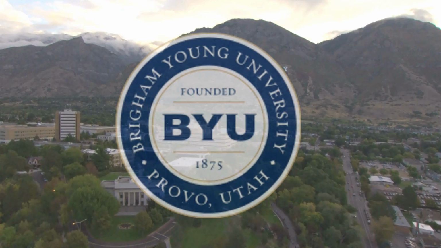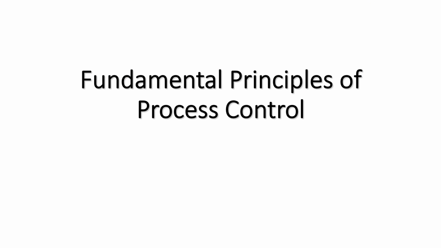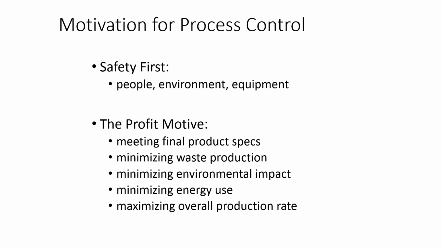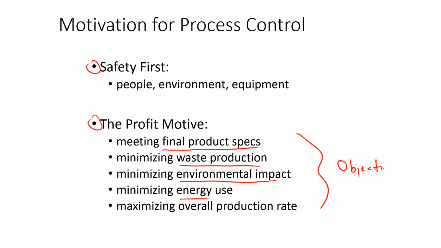This next lecture is going to cover control system basics, so fundamental principles of process control. First of all, we think about safety when we design control systems. People, environment, and equipment are all important, and that is the highest priority in terms of safety. The next is profit motive. We want to be able to meet final product specifications, minimize waste, and minimize environmental impact or energy use. So there are multiple objectives that we may want to try to meet with our control system design.